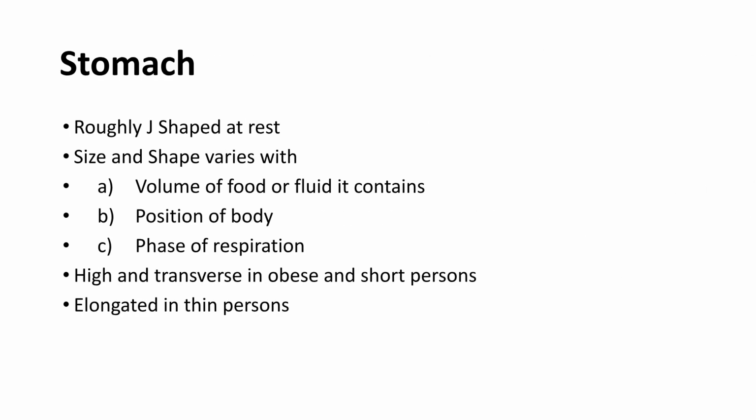The stomach varies in position and contour, which can be categorized as hypertonic, orthotonic, hypotonic, and atonic stomach types, showing different shapes and locations within the abdomen. At rest, the stomach is roughly J-shaped. Its size and shape change depending on the volume of food or fluid, body position, and phase of respiration. It tends to be high and transverse in obese persons and elongated in thin persons.